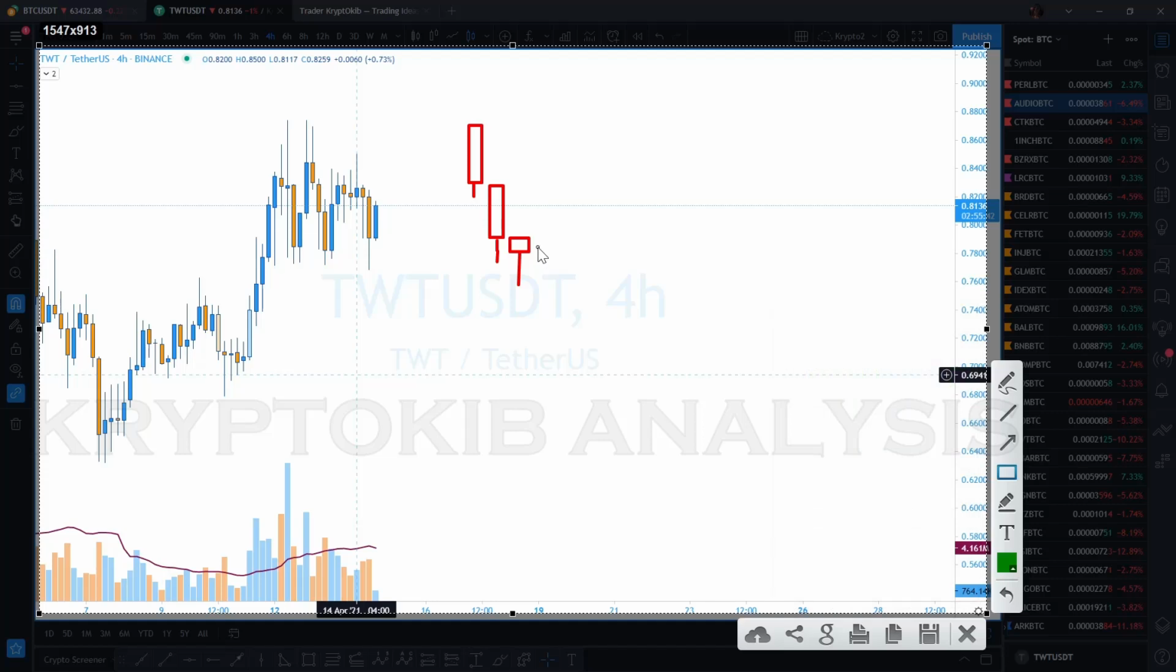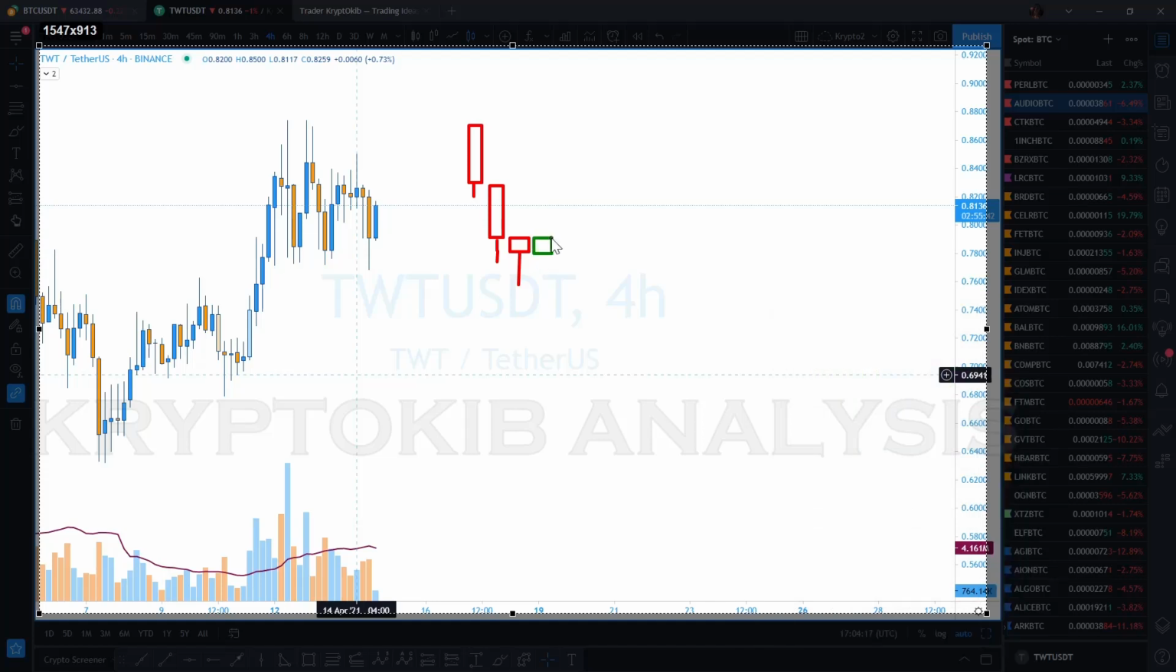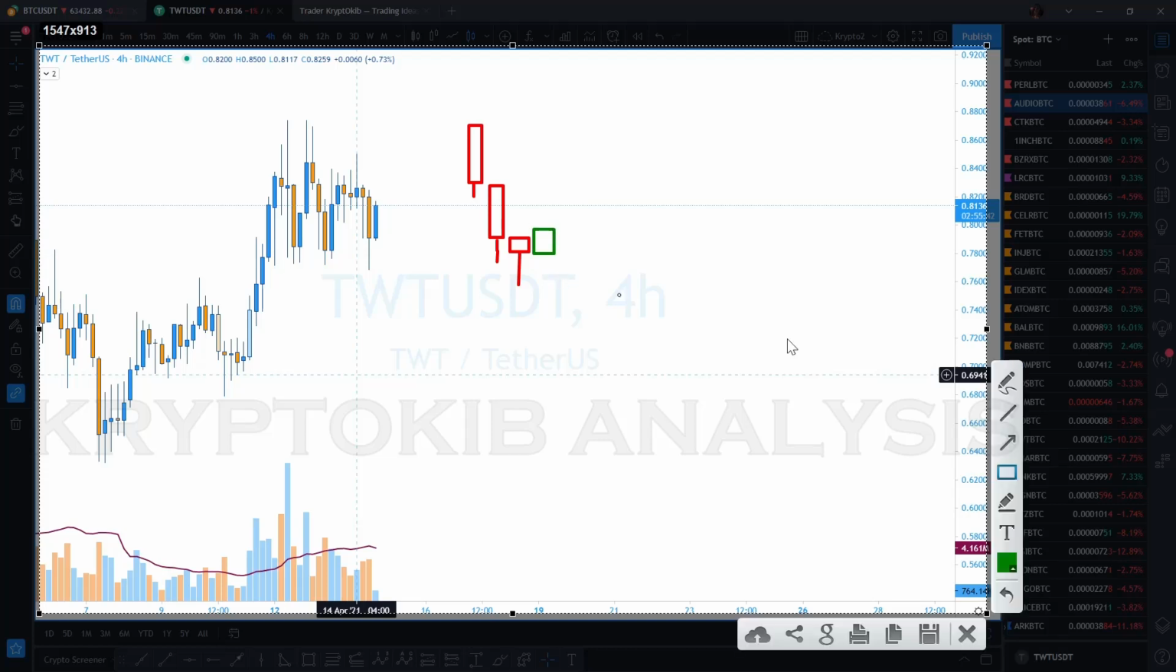So assuming we have a green candle like this, opening here, closing like this, or like this even, then with a wick to the downside, faking out this as well. This has been faked out. This was faked out by this, was faked out by this.